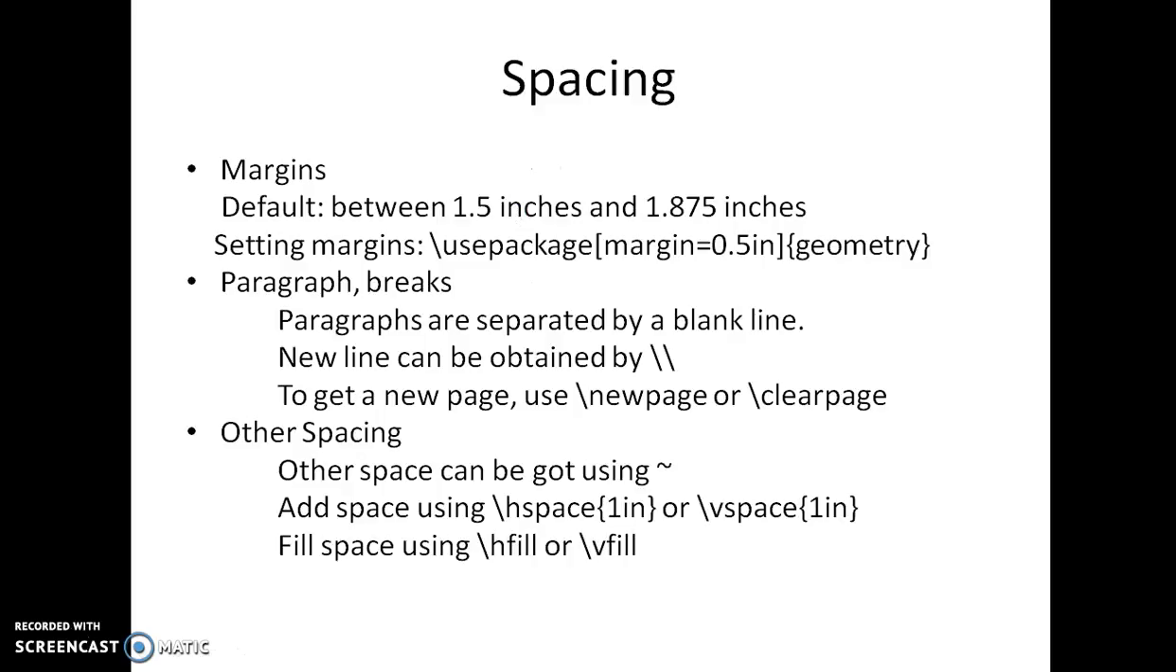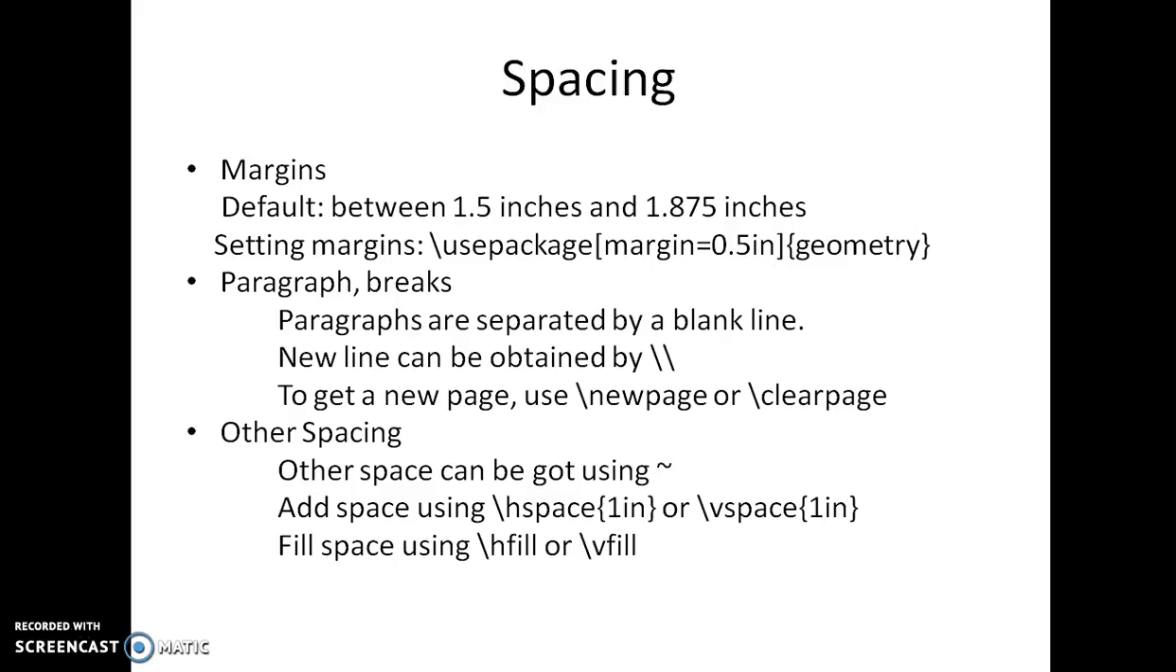Now you can choose spacing in the journal paper. The margins, paragraphs and other spacings are discussed in this slide. The default spacing is 1.5 inches to 1.87 inches. Note that you can also use centimeters in place of inches as the metric.